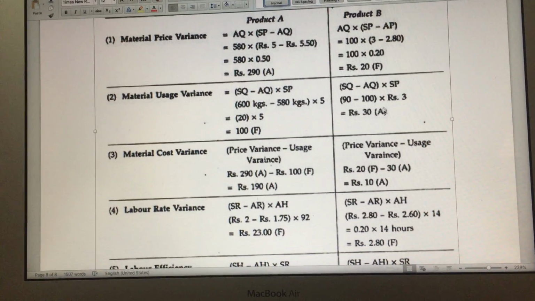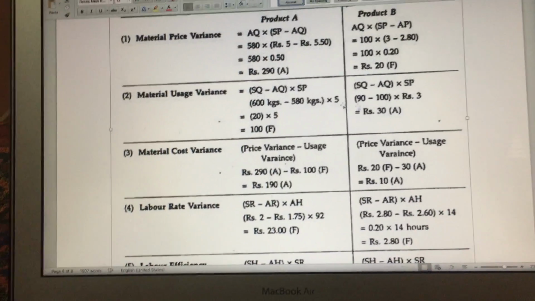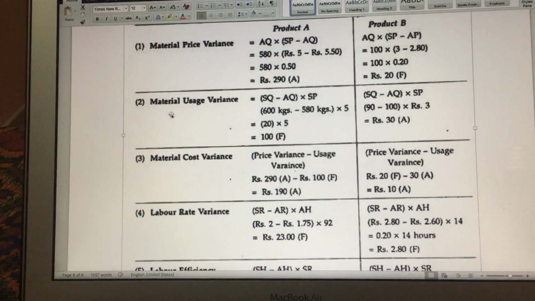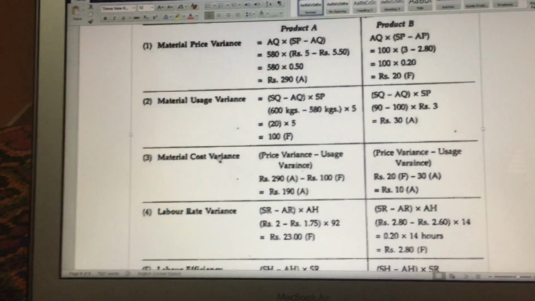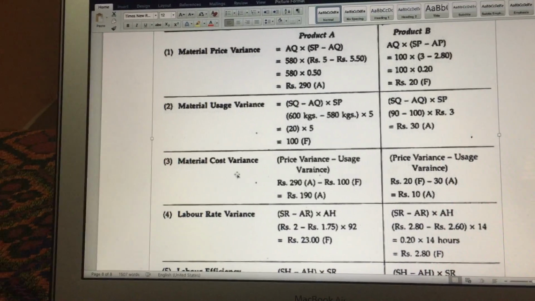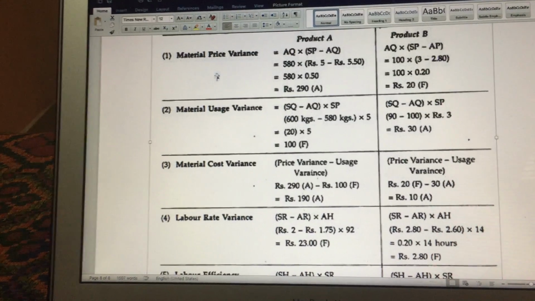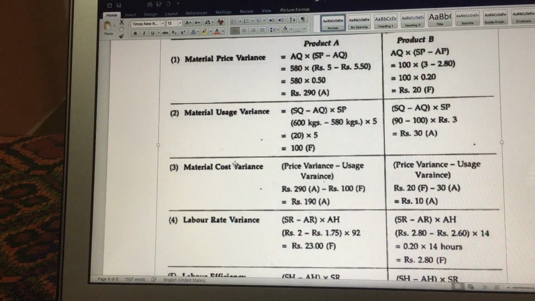So this is the second part of the same video which I was discussing. In this, now after calculating material usage variance, we will be calculating material cost variance. The formula for cost variance is very simple. Price variance, the first part, minus usage variance will give you the cost variance.